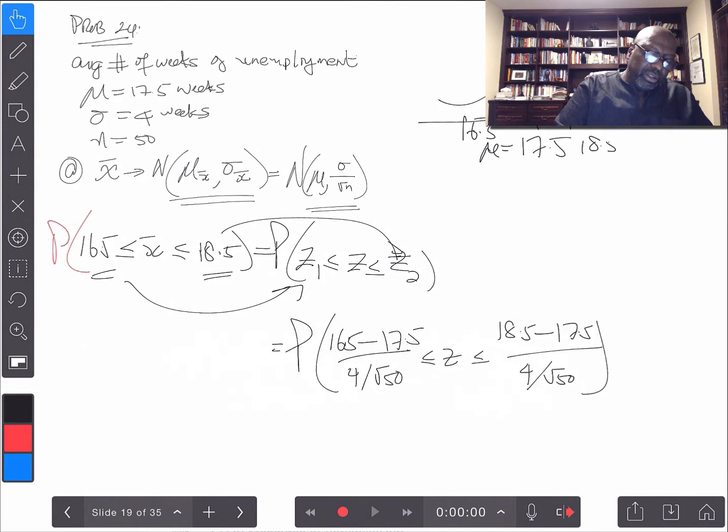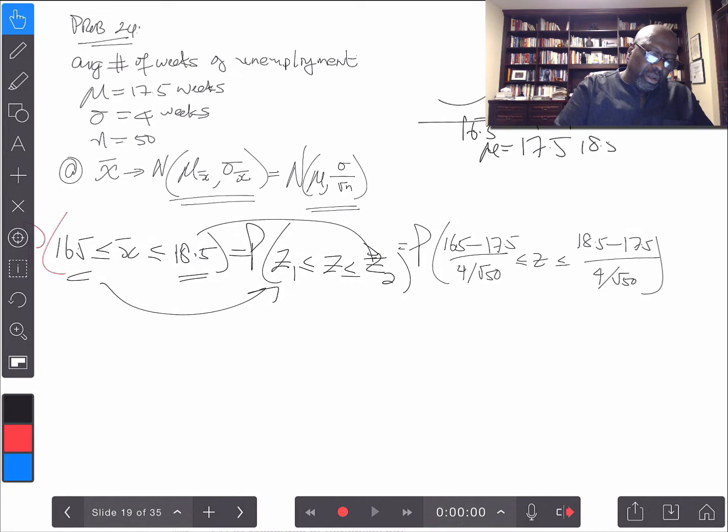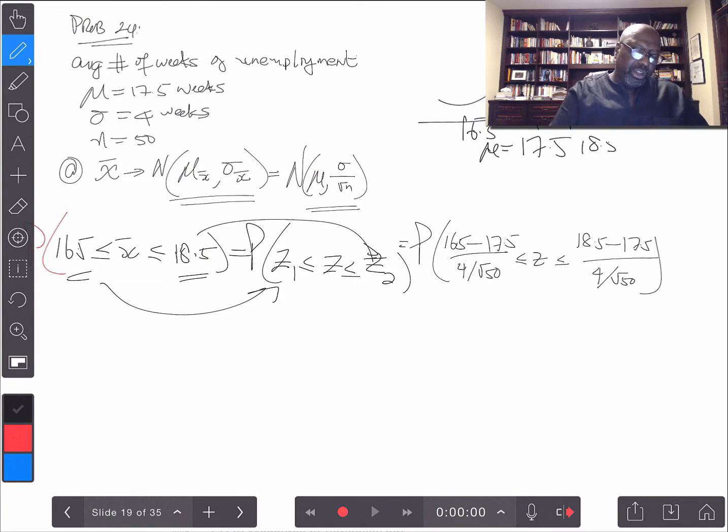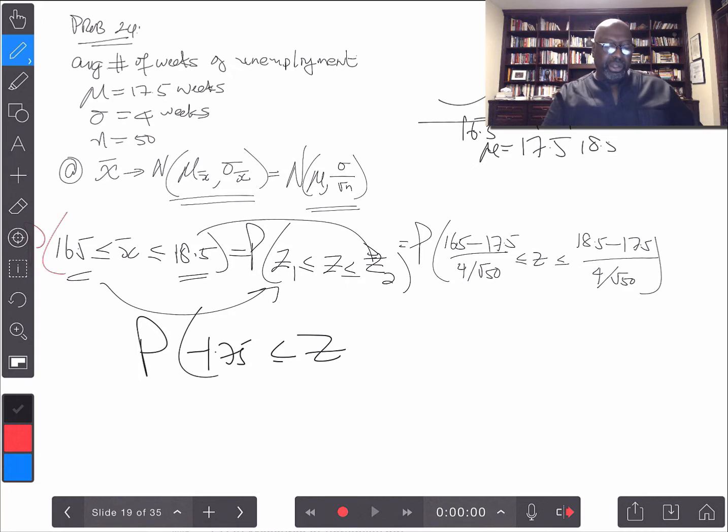Just move this, make some room. So if you do the computation, that's the same as the probability of z being less than negative 1.75. All you have to do is the computation: negative 1 over 4 divided by root 50 will give you that answer. And the other side will be positive 1.75.